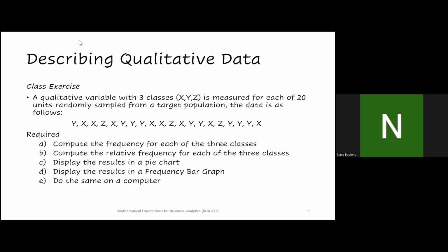Okay, so what is the frequency for each class? X is 8, okay. Y is 9. Okay. Z is 3. Okay, so compute the relative frequency for each of the classes. Remember, the relative frequency, we do it in terms of the percentage of the total.